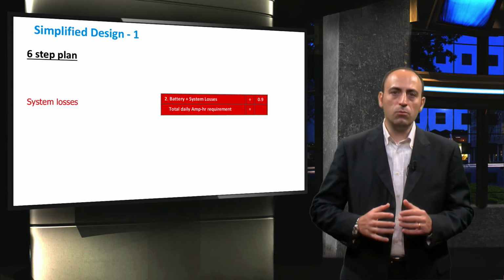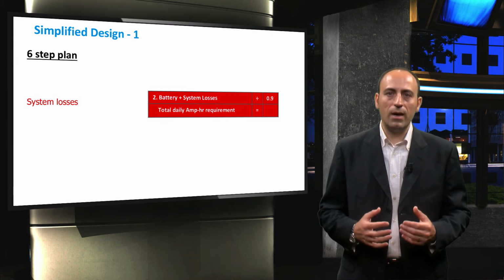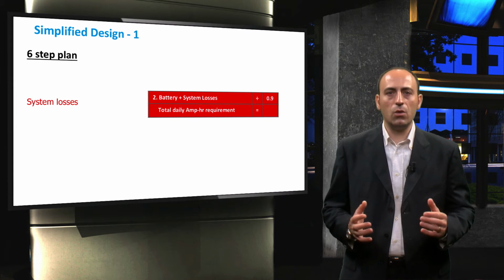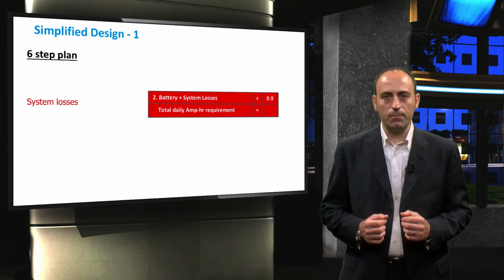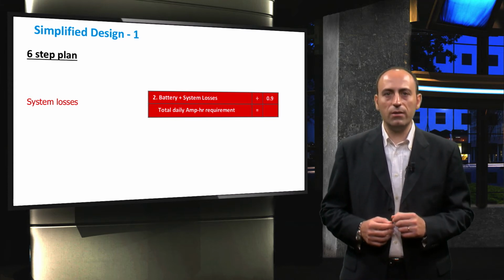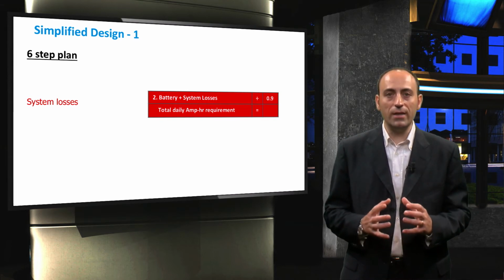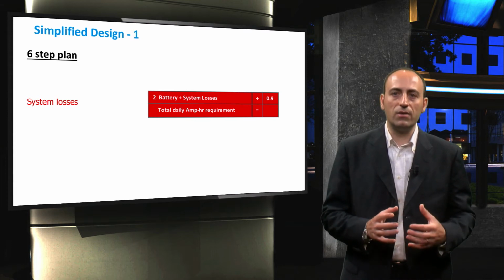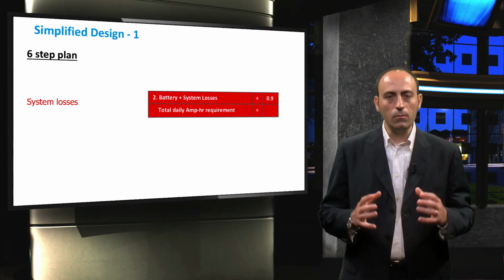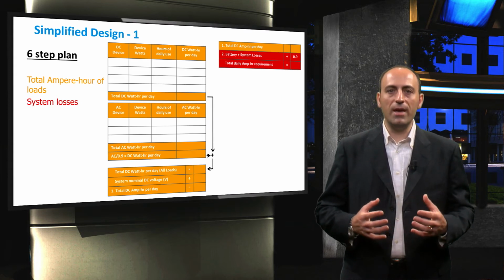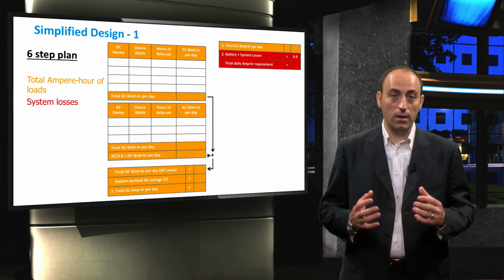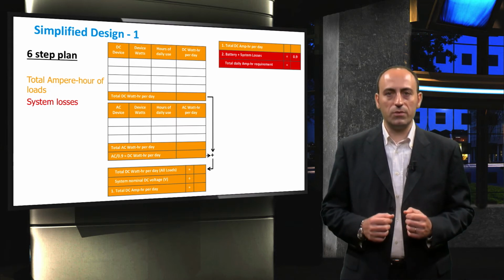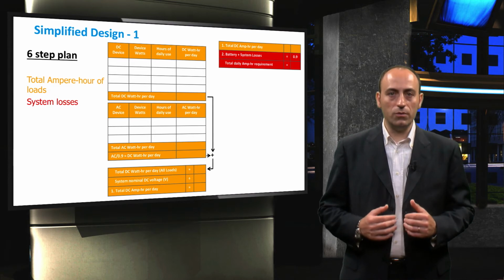Now, let's move on to the next step, where we determine the battery and the system losses. System losses include energy loss in the cables and the other components. For this simplified design, the battery and the system losses combined can be assumed to be equal to 10%, which means they operate at a 90% efficiency. The final daily load demand of the system is calculated in ampere hours by dividing the value obtained in step 1 by 90%. So now we know our load demand.